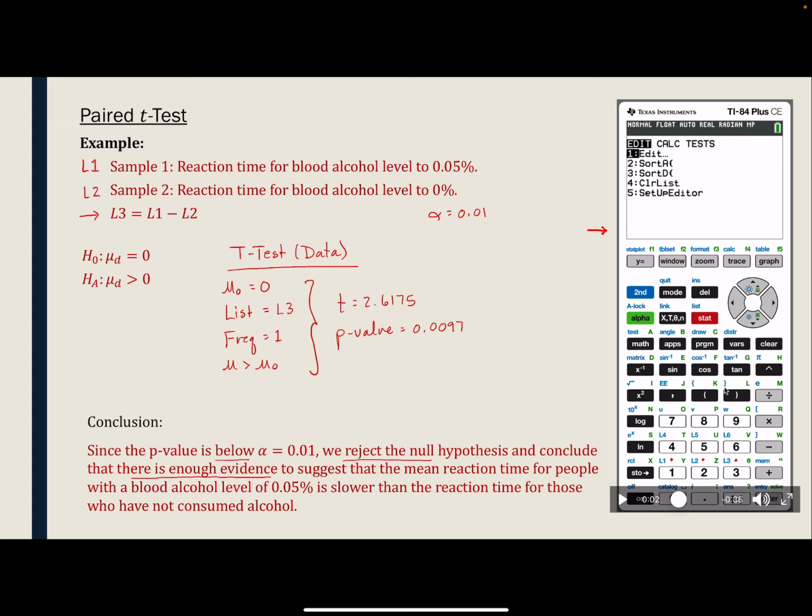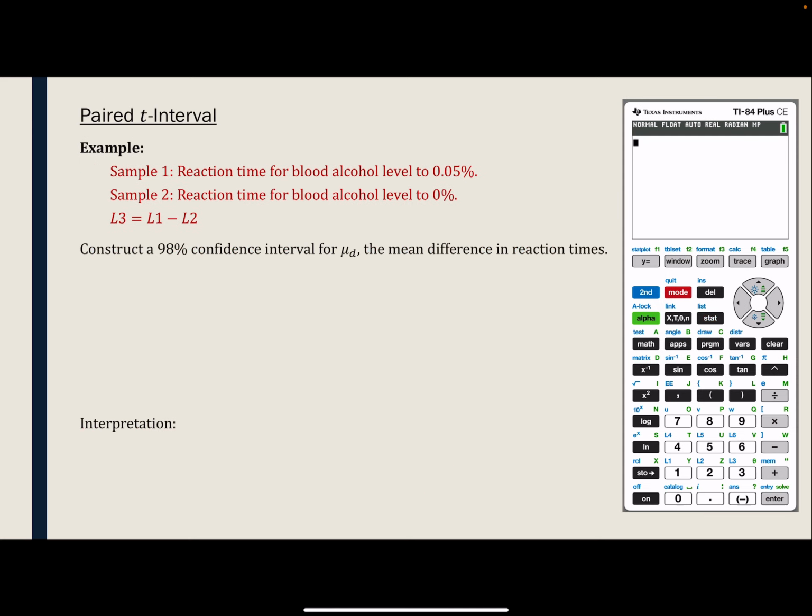Okay, so now that we have the results of our t-test, let's look at a t-interval. Since we know the reaction times are greater, how much greater? So we're going to construct a 98% confidence interval for mu sub d. And now that you have the data, now that you have your differences in L3, this goes really fast. We're going to do a t-interval, and the information should already be there. I'm going to make sure that we have data, but it's probably already chosen.